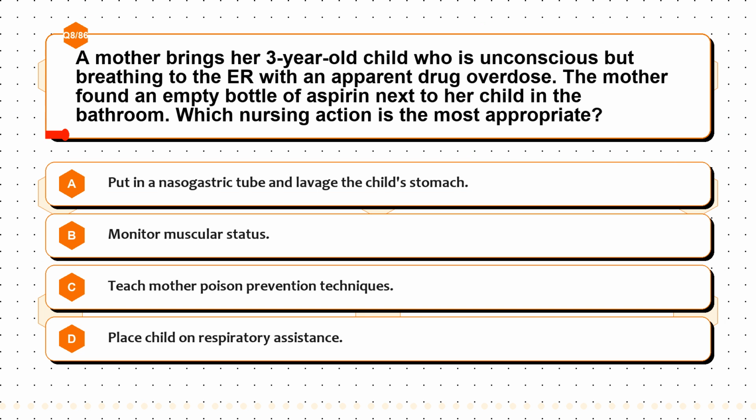Question 8. A mother brings her 3-year-old child who is unconscious, but breathing, to the ER with an apparent drug overdose. The mother found an empty bottle of aspirin next to her child in the bathroom. Which nursing action is the most appropriate? Here are the options. Option A. Put in a nasogastric tube and lavage the child's stomach. Option B. Monitor muscular status. Option C. Teach mother poison prevention techniques. Option D. Place child on respiratory assistance.